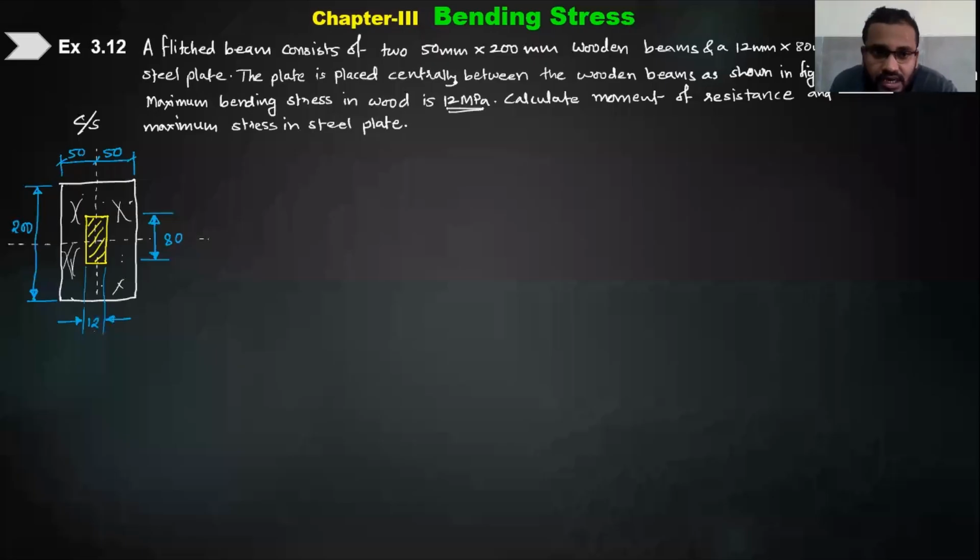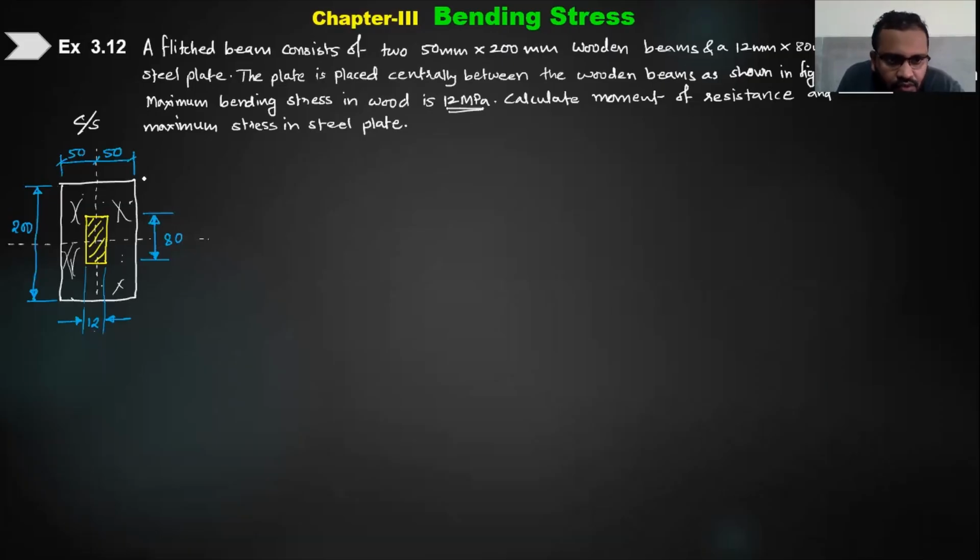So we need to understand how we can solve this particular question. First of all, we need to draw the equivalent section. To draw the equivalent section, we have to decide whether we are converting steel into wood or wood into steel, and that is completely our choice. Let us try to convert this wooden section into steel section.